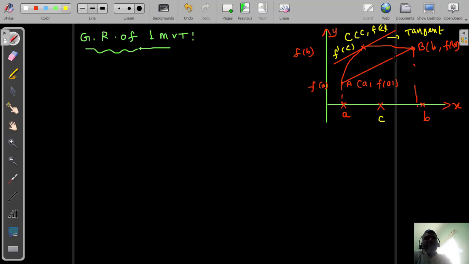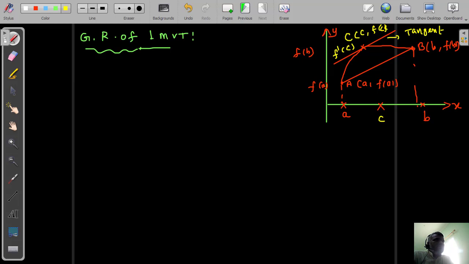And what is this AB? It's a straight line. The slope of this straight line, for two points given, is y2 minus y1 by x2 minus x1, which means the slope of this chord is f of b minus f of a by b minus a. So from this figure we can understand the lines are parallel. The tangent line as well as AB are parallel. If lines are parallel, slopes are the same. The slope of the tangent line is f dash of c and the slope of chord AB is f of b minus f of a by b minus a. This is nothing but the geometrical representation.